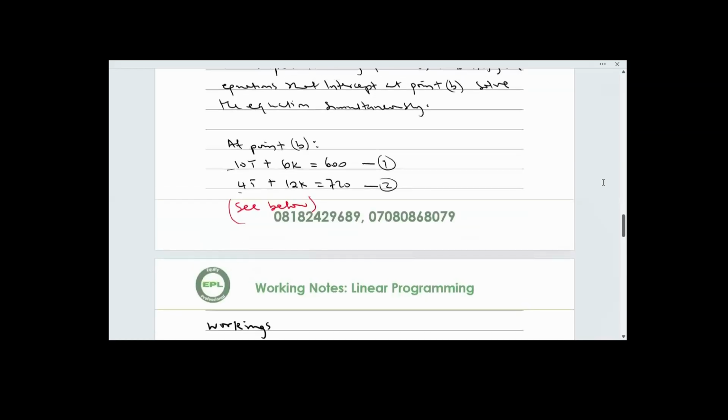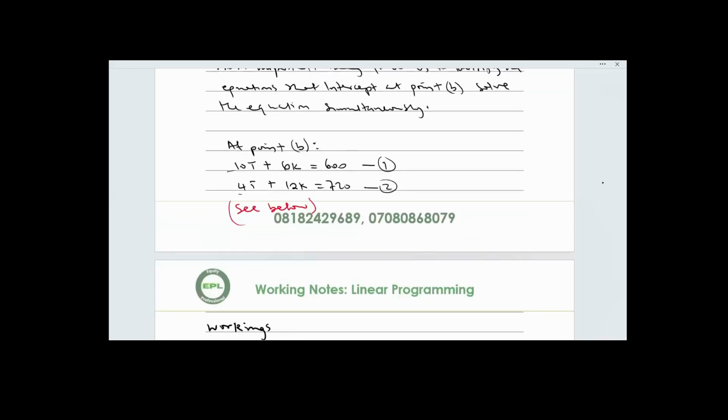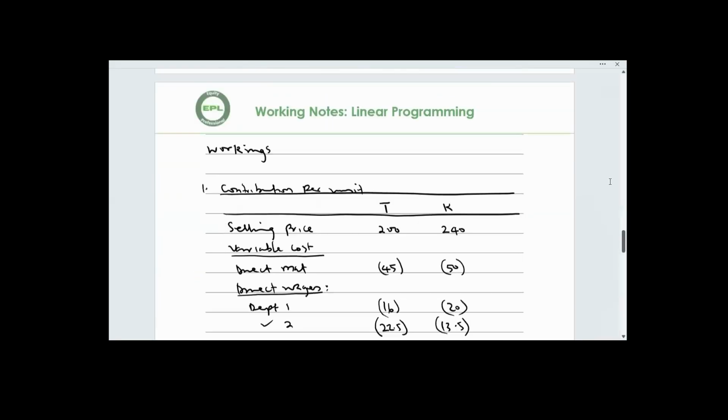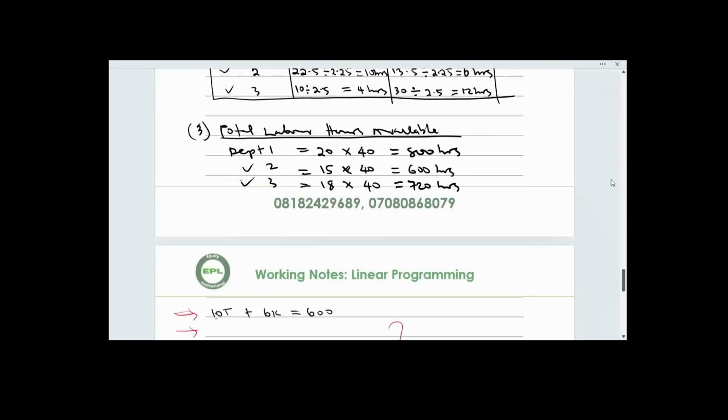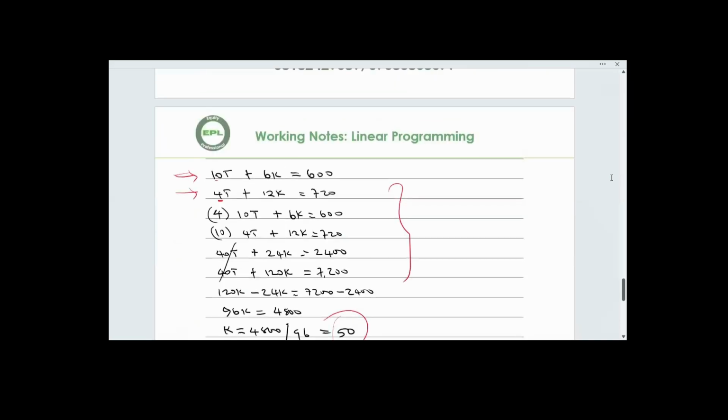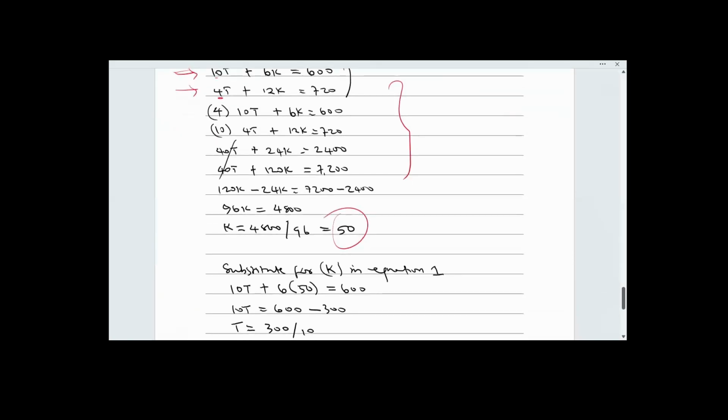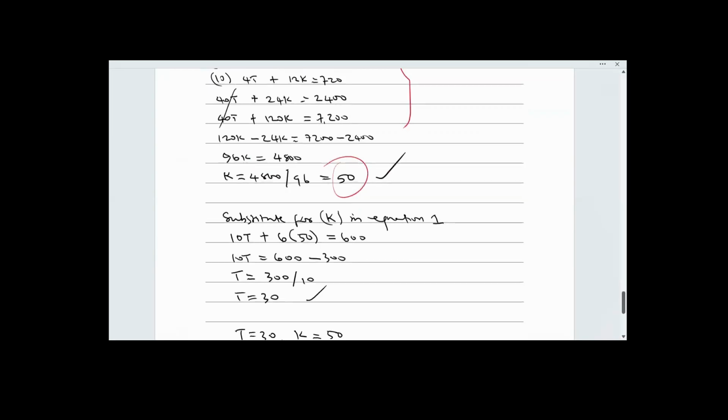So when we identified the point, there was no space again because we had finished working. We now put C below. If you go down there, you will see the values of T and K. How did we get the values of T and K? Look at it here. These are the two equations that intersect at that point B. So we now solve using simultaneous equations. K is 50, then T is 30. So that's how we got the numbers.